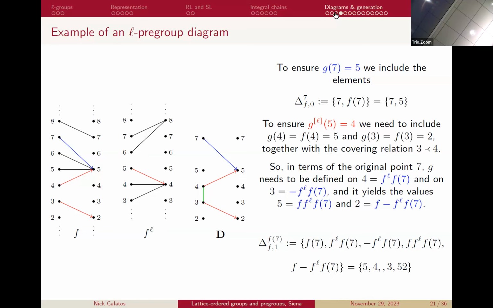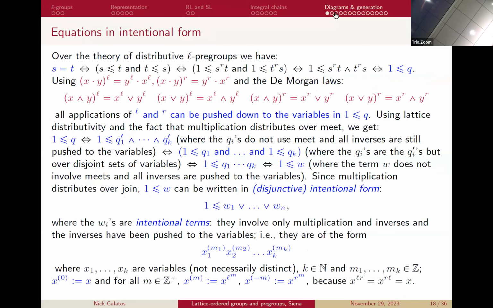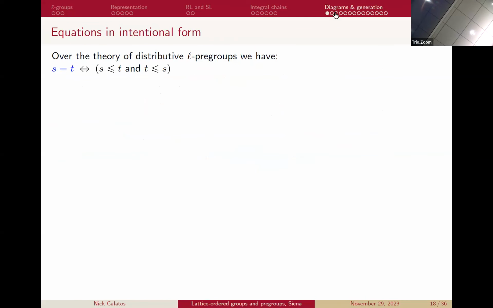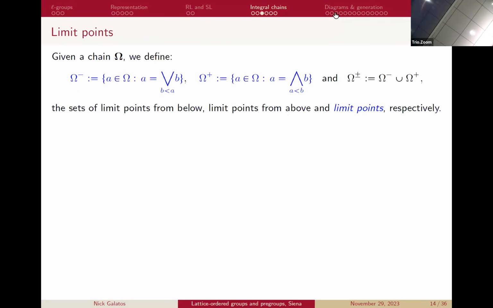These things that are not in our language, where are they? What is this minus? This is the predecessor. It's the predecessor function on your chain. So if you have a chain, what is the predecessor function? It takes the element right below it, if it exists. Before we prove that, we proved another result that says that it's an enhanced version of Cayley's theorem: that if you have a failure in some chain, then you have the failure in an integral chain.